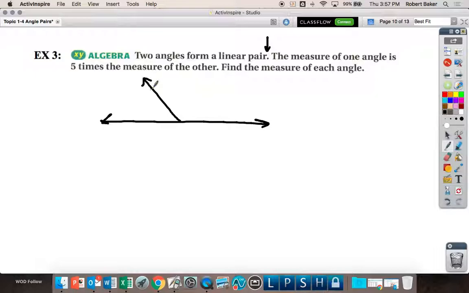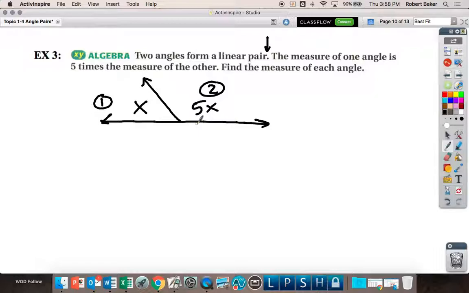One angle is 5 times the measure of the other. So, let's do this for some clarity here. How big is angle 1? We don't know. What do we call what we don't know in geometry? X. I know angle 1 is x big. So then angle 2 is 5 times bigger than that, which is just 5x.